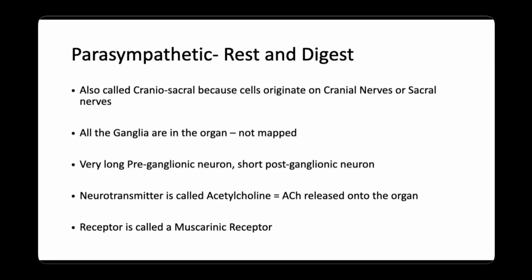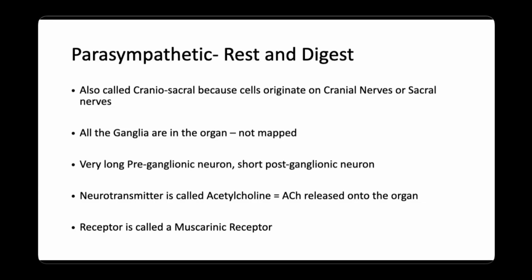Now let's flip the switch, the parasympathetic system. This is your recovery mode. It's called craniosacral because the neurons originate from either cranial nerves or the sacral region of the spinal cord. Here's what's different. All the ganglia, those neuron relay points, are hidden inside the organ itself. So we don't need to map them on the models because they're embedded in the organ tissue.